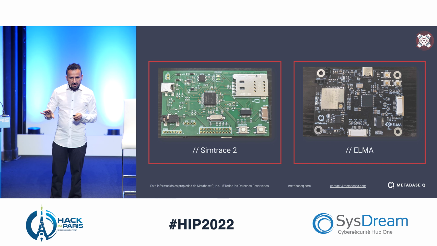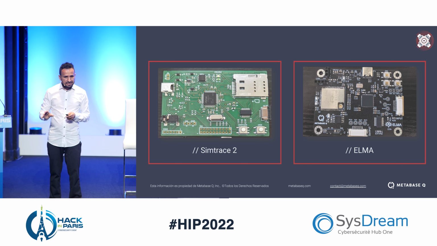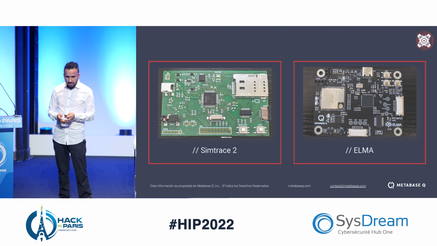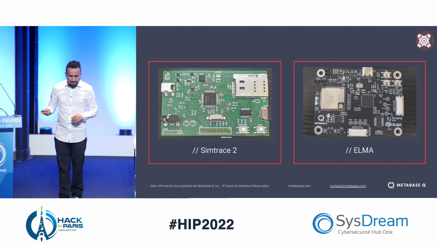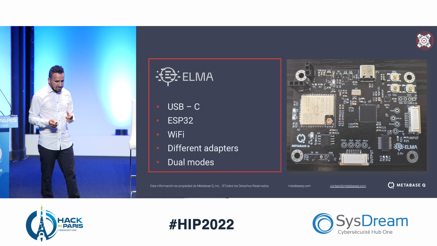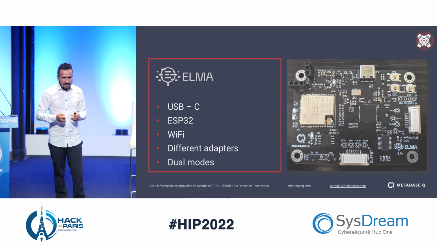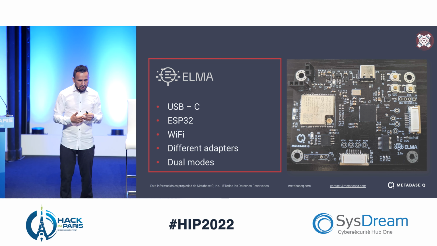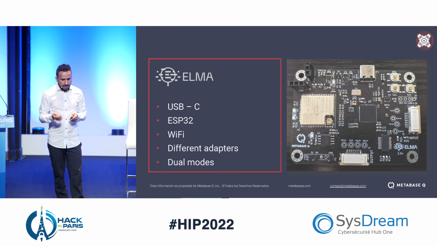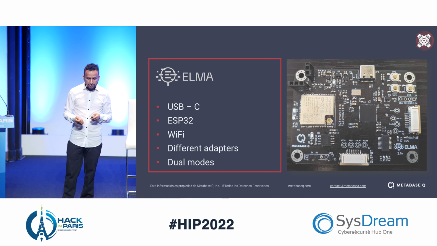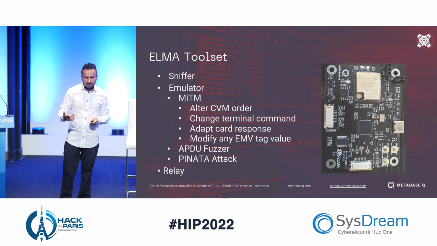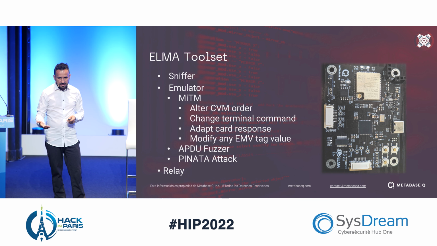So we tried to design something very different on the same methodology, but in this case to intercept data between the banking cards and the terminal to start seeing those kinds of patterns. ELMA is a board that implements USB-C and ESP32, which could be connected directly to a terminal or to a card, and you can connect it by Wi-Fi or by USB. You have different adapters, dual modes, and a standalone configuration, which means it could be a sniffer or it could be an emulator. Basically, we can emulate a banking card using this tool.